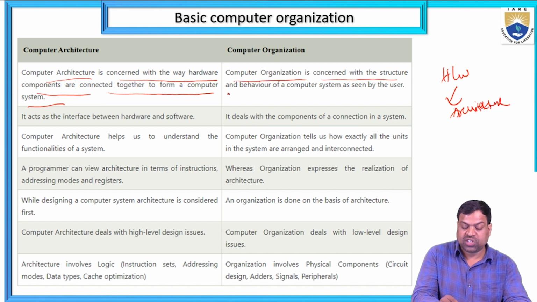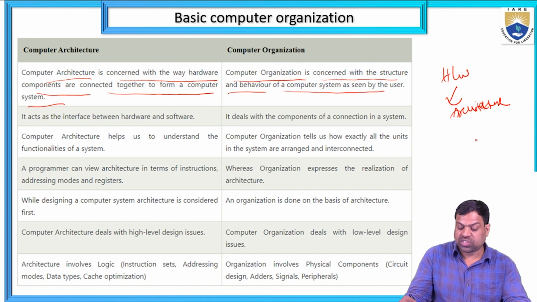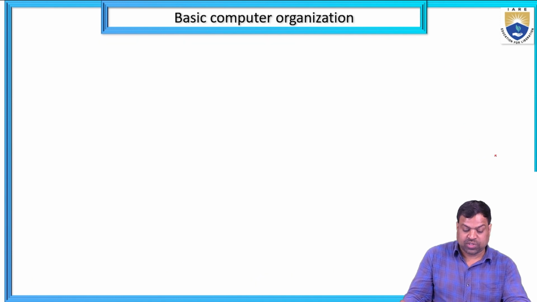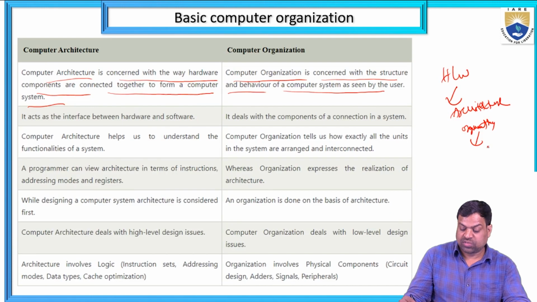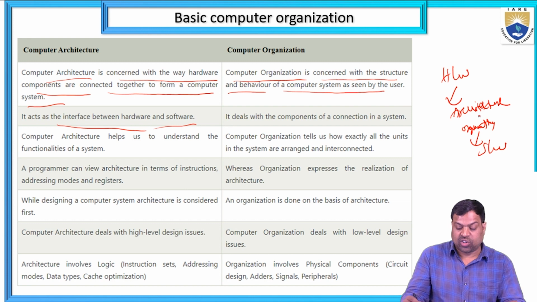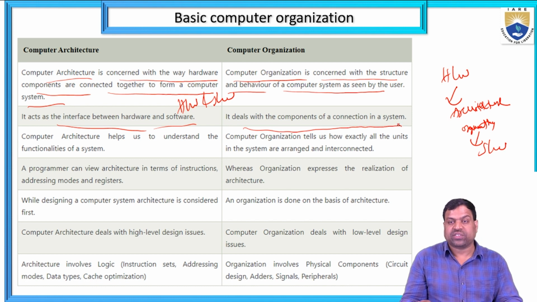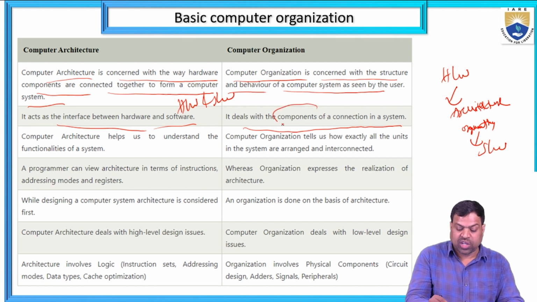Computer organization is connected with the structure and behavior of the computer system. Organization means the behavior of that one, from the software point of view, and it is the interface between the hardware and the software. We need hardware and software. It deals with the components of a connection in a system. What are the components I need for this? When I talk about the components, it is nothing but hardware.